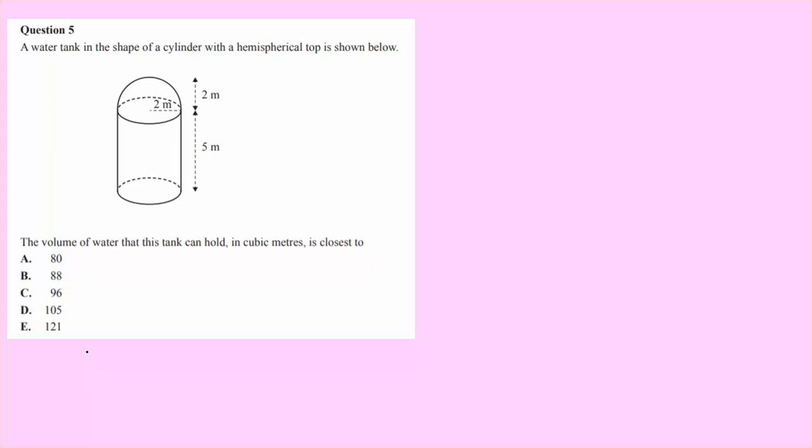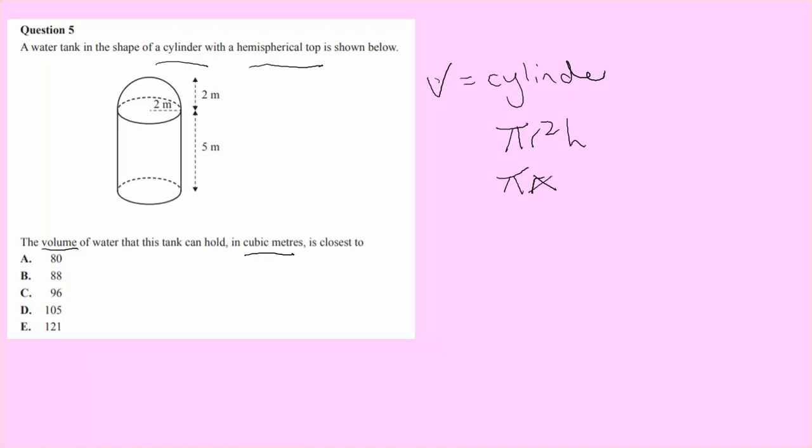Okay, the water tank in the shape of a cylinder and its hemispherical top is shown below. Find the volume the tank can hold in metres, and it's already in metres. So we've got to do the volume of the cylinder. Pi r squared times h. So pi, r is 2, squared, times 5.